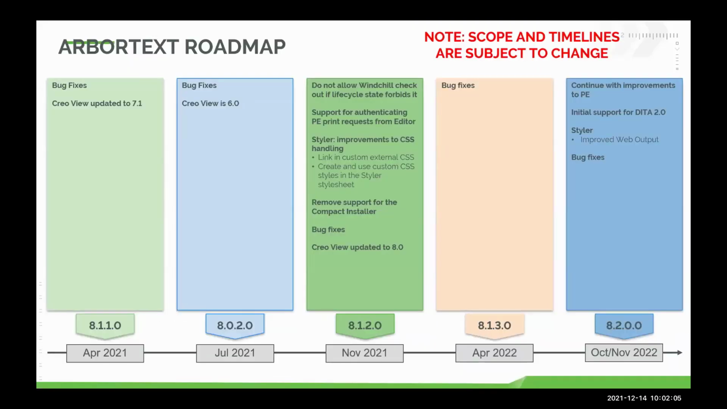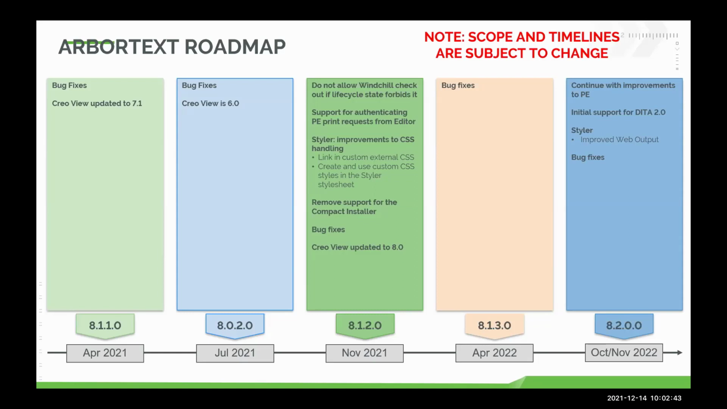This is the high-level calendar for what we've had in the past few months, and then a little bit of looking forward into next year. In April, we had our bug fix release, the 8110. In July was our 8020. And by the way, where I have 81 for the Arbortext, it would be 121 for the Arbortext layout developer and layout editor products.